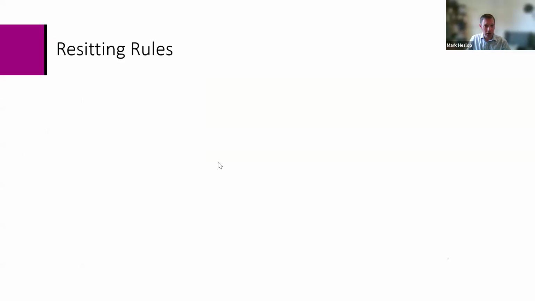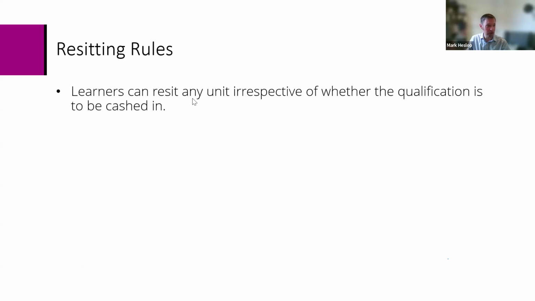Tiering and resets. I know that a lot of students are under a lot of pressure in terms of tiering, and I'll just come at the reset rules for a second. So the reset rules from the specification: learners can reset any unit irrespective of whether the qualification is to be cashed in, so you don't have to cash in. Even if it's not cashed in, they can still reset a unit, or if it has been cashed in, you can reset a unit and recash it in.